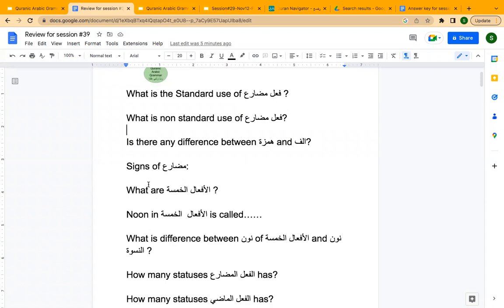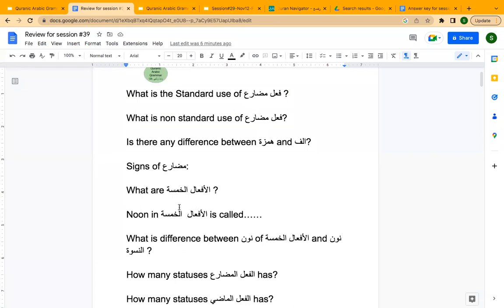So who remembers the af'alul khamsa? What should they have? Al-af'alul khamsa. We did it in our last session as well, but these are so important when we are learning fi'l mudari that I wanted to go over them again. Okay, so these are those af'al that have waw al-jama'a. Very well done. What else? Ya al-mukhataba. Yes. And one more. Alif al-ithnain, very well done. So all those af'al that have waw al-jama'a, alif al-ithnain, ya al-mukhataba in them, they will be called al-af'alul khamsa.